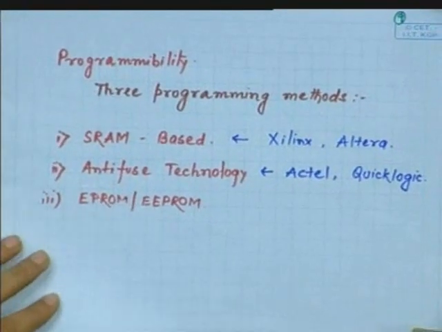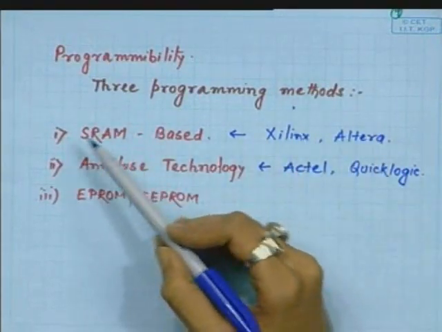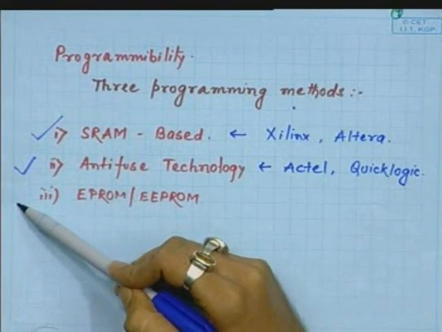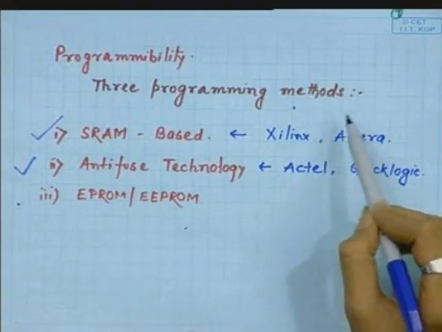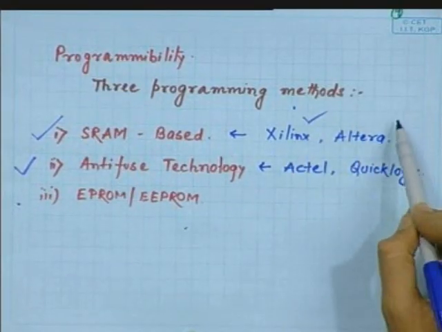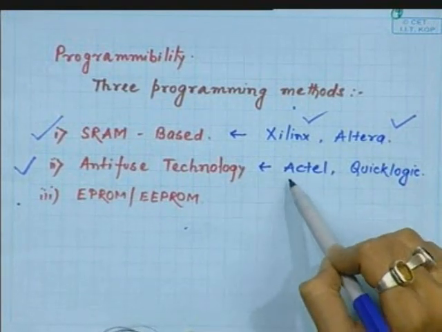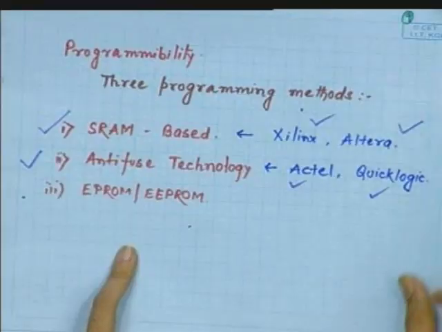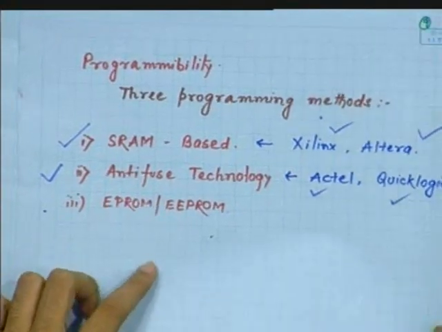Now, what is programmability in FPGA? There are actually 3 programming methods. One is SRAM based, another is Antifuse technology, and another is EPROM and EEPROM. The SRAM based programmability method is used by the Xilinx FPGAs and the Altera based FPGAs, whereas the Antifuse technology is found in the FPGAs provided by Actel and QuickLogic. EPROM and EEPROM are not very commonly seen. We will mainly concentrate on SRAM, and we will talk a little about Antifuse technology.